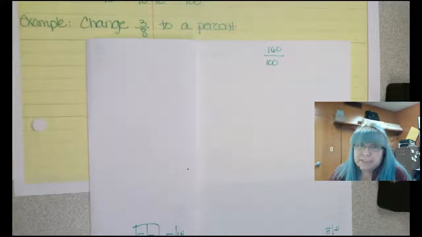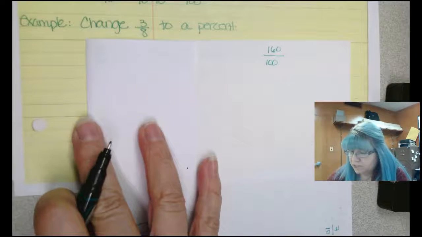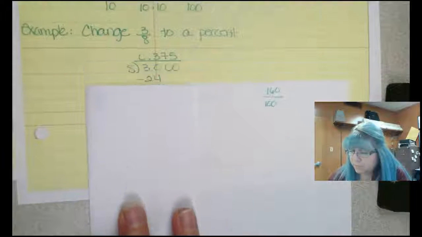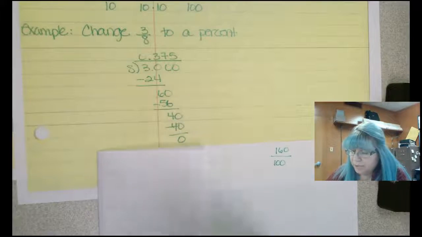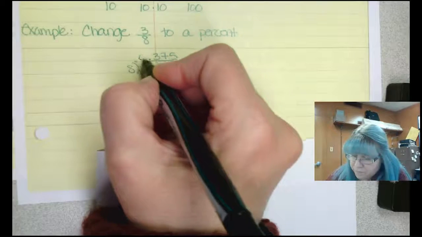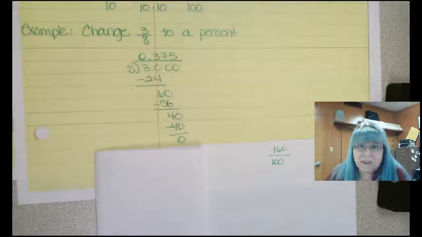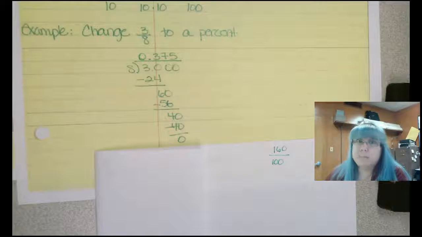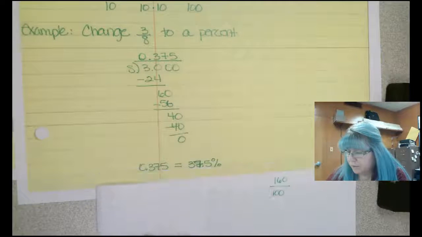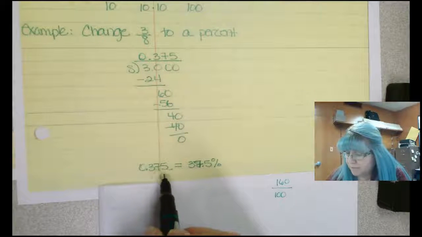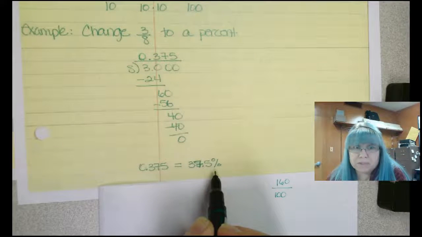Alright, so let's change 3/8 to a percent. Well, the only way to do it is to get first the 3/8 into a decimal. So that is doing the division of 8 divided into 3. And when you do that, you get the decimal of 0.375. And now we're going to change that decimal, 0.375, into a percent. Move the decimal 2 places to the right and add a percent symbol. Therefore, 0.375 is 37.5%.